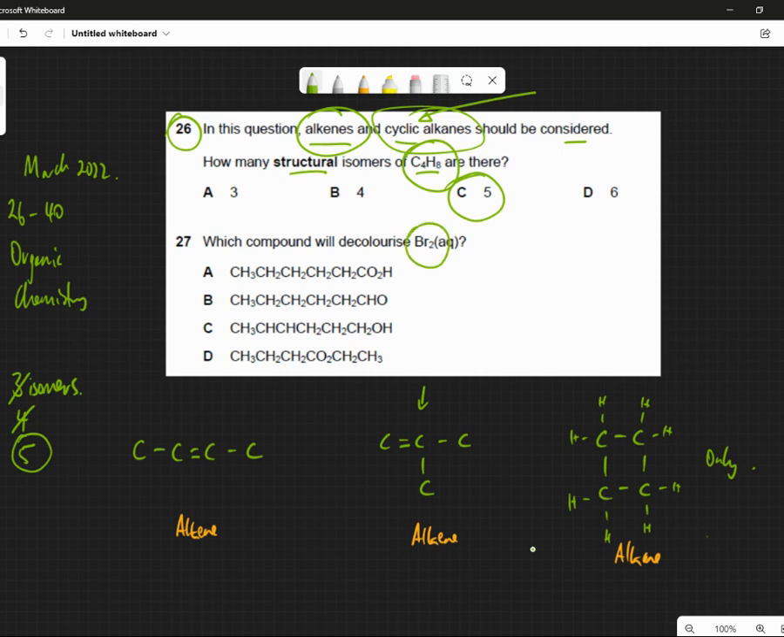Which compound will decolorize bromine? Now, to decolorize bromine, we're looking for a carbon-carbon double bond. I'm looking through the first structure, and that does not have one. The second structure doesn't have a double bond. D doesn't have one, but structure C does have a double bond. I don't know if you can see it here. The only way you can get CH and CH is if there's a double bond there. So the answer must be C.